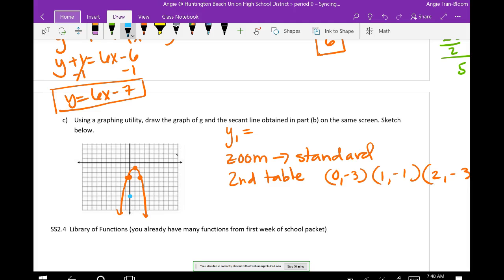6. That means you go up 6 and to the right how much? 1. Up 6, right 1. 1, 2, 3, 4, 5, 6, right 1. Make a couple of dots so that it's nice and straight.